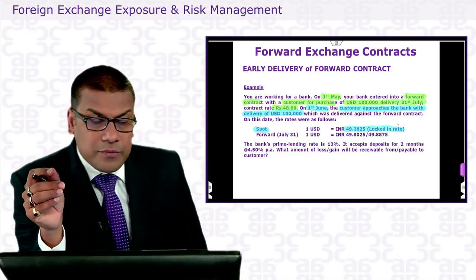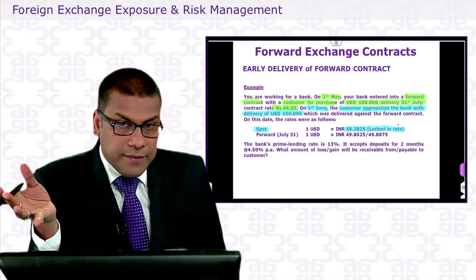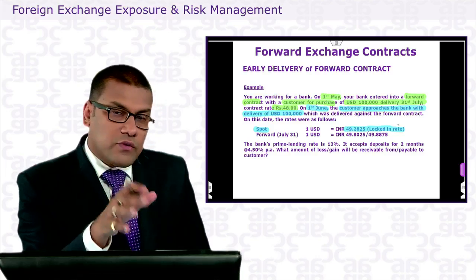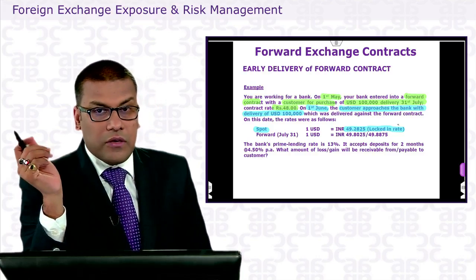Now locked in rates are basically where the bid and ask rates are same. So in that case, you get only one quotation. The bank would be willing to buy as well as sell at the same rate. That is what we call a locked in rate.